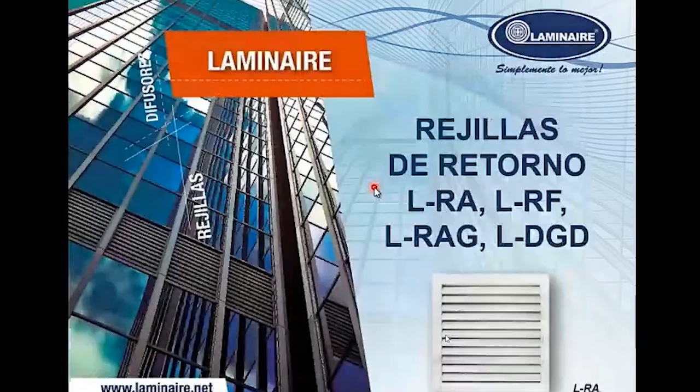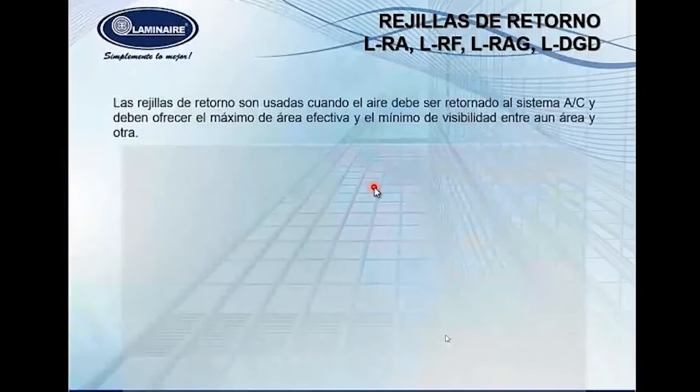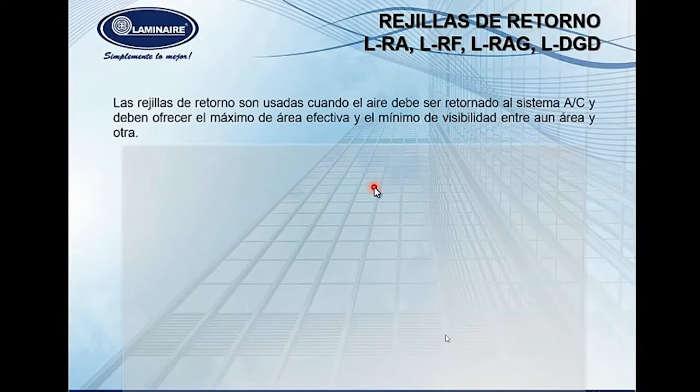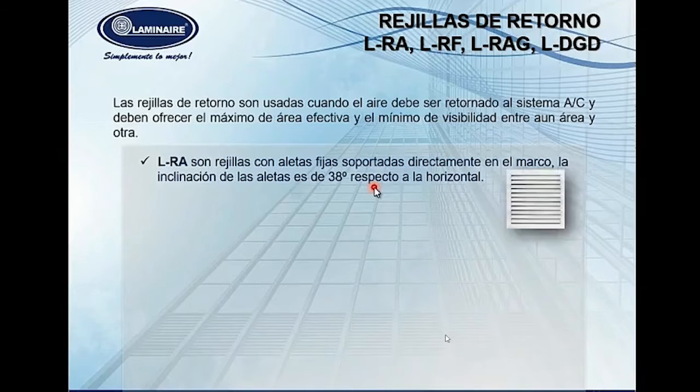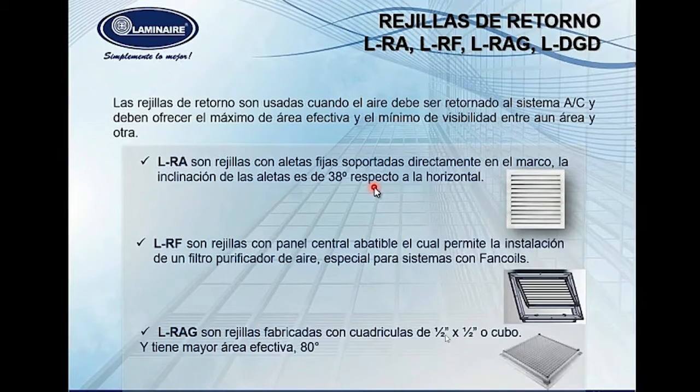Now we have the returning grids. These return grids are used for returning the air that is already, let's say, dirty to the air conditioning system. They offer an effective area and a minimum of visibility between one area and another. We have several different grids in the catalog. We have the LRA, grids or screens manufactured with fixed flaps supported in the framework, and they have an inclination of 38 degrees in regard to the horizontal.